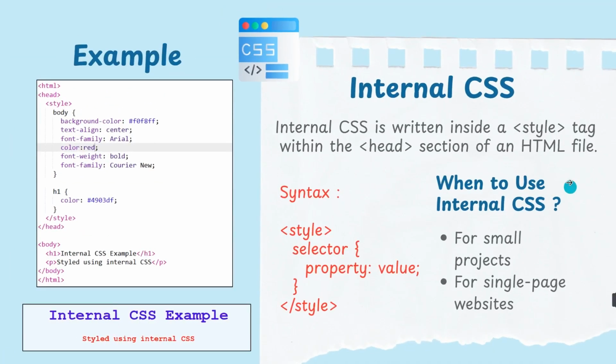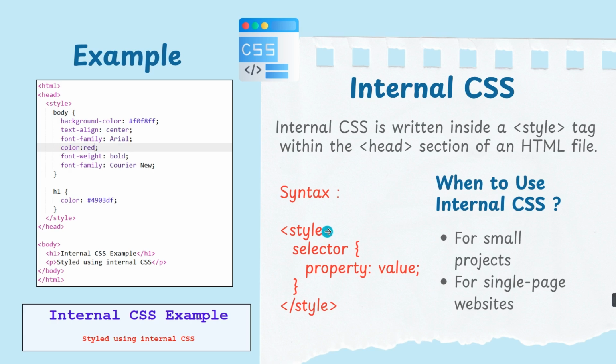Okay, so next we have internal CSS. Internal CSS is written inside the style tag, usually inside the head section of the element, like you can see inside the style tag. So a style tag comes inside the head section.